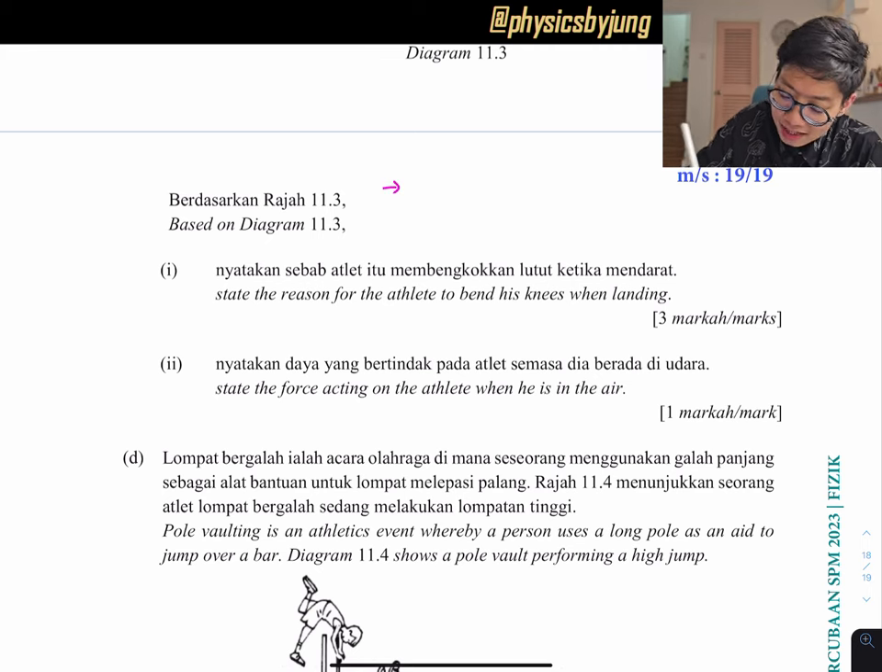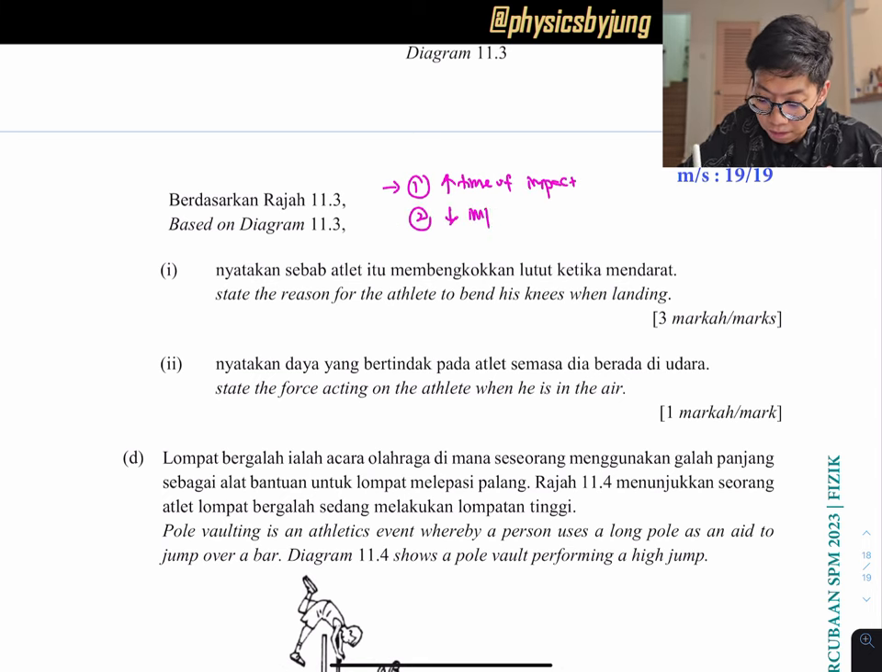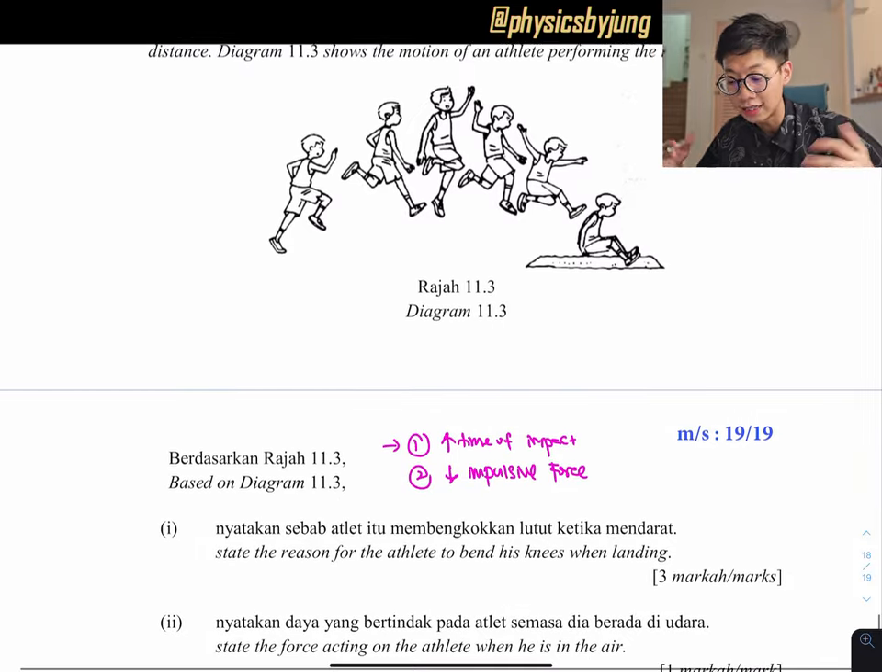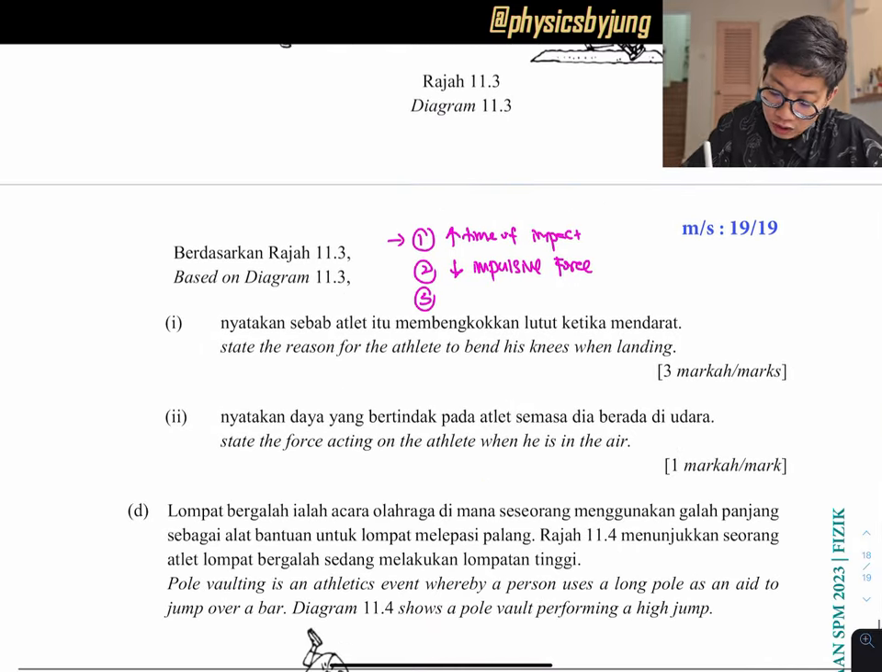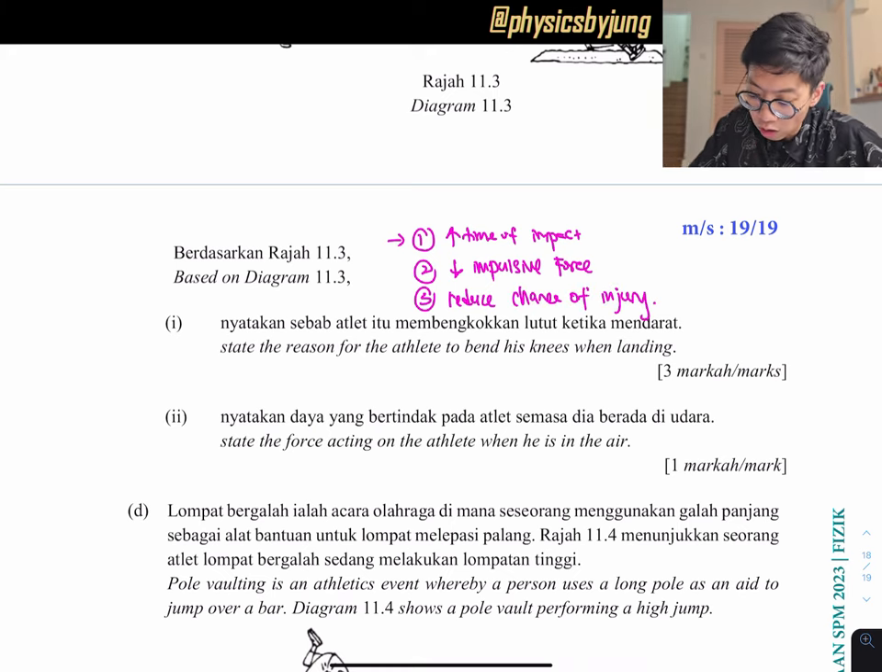Why does he bend the knee? First one, why bend knee? To increase your time of impact. Number two, why? Because you want to reduce the impulsive force. Here they never tell you why they have to bend. So why do you want to reduce impulsive force? It is to reduce chance of injury or avoid injury. So I write reduce chance of injury. You can also write will not get injured easily. Can understand?